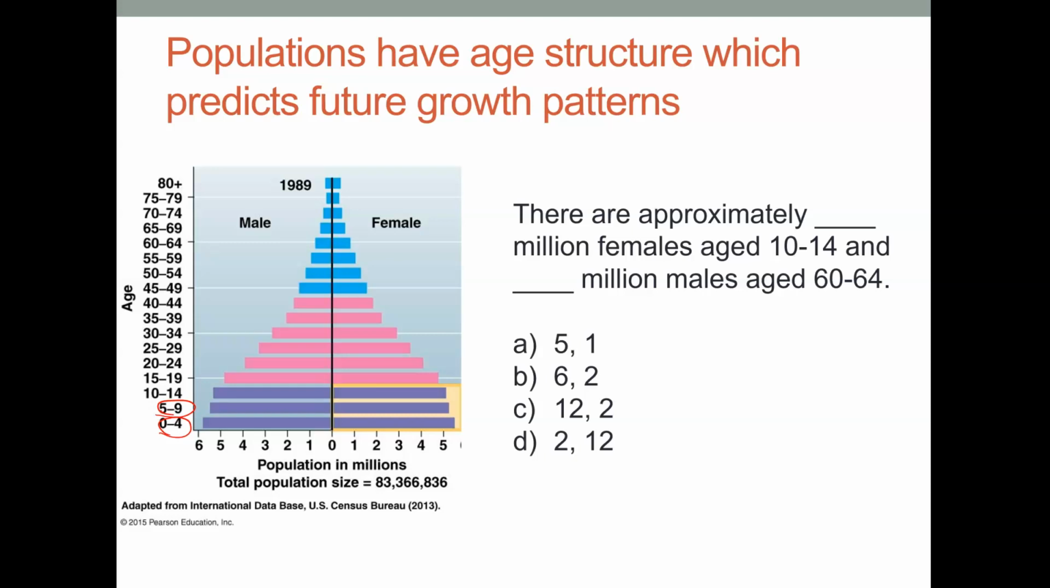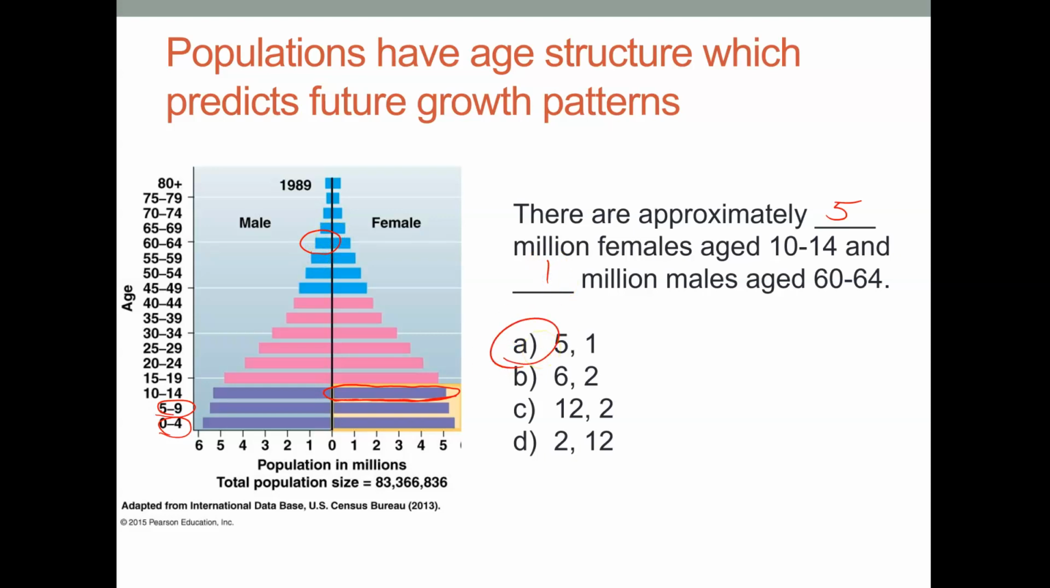So what are we doing here? There are approximately X million females aged 10 to 14. If we look at 10 to 14 and we look at females, so we're on the right side, we're looking at female citizens of the United States that are 10 to 14 years old. There are approximately 5 million of them. Try to do that for males, age 60 to 64. Males is on the left, and here is 60 to 64, and it looks like about 1. So the right answer here is A.